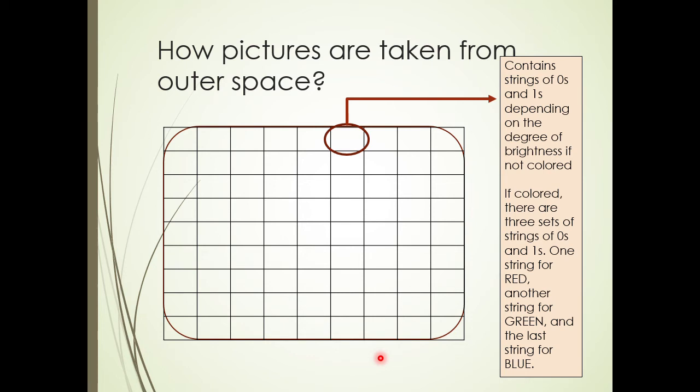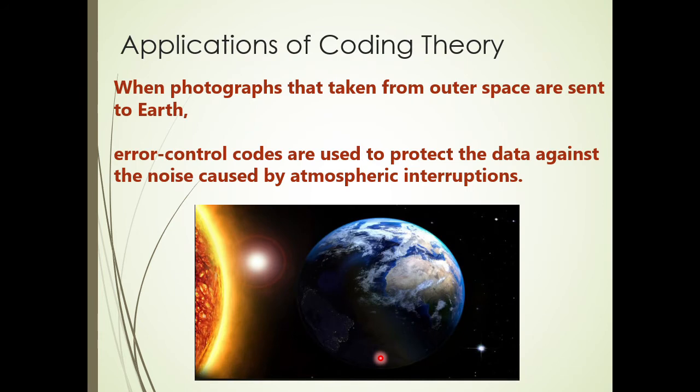Now, how are the people on Earth still able to get the pictures accurately? This is because when pictures taken from outer space are sent to Earth, error control codes are used to protect the data against the noise caused by atmospheric interaction. So when there are errors in the reception, the error control codes are able to correct these errors. And so the people on Earth are still able to get the pictures accurately.